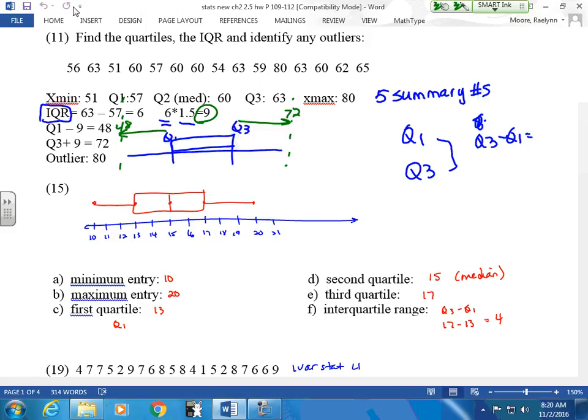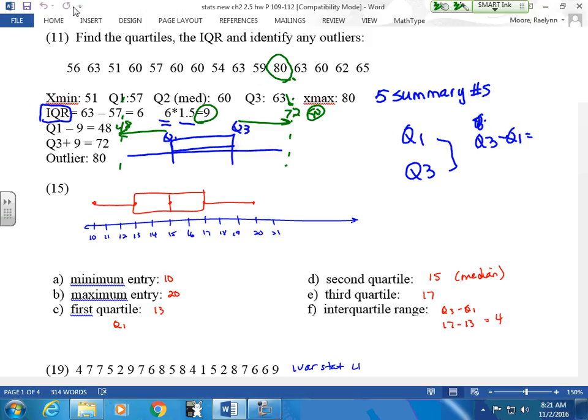Now, go to your min and your max. Is your min within this? Your min is right in here, 51, right? So do you have an outlier to the left? No. My max is 80. Oh, that's definitely outside of this. So I know 80 is an outlier. And I want to see, do I have anything else that's higher than 72? No. So just 80 is my outlier.